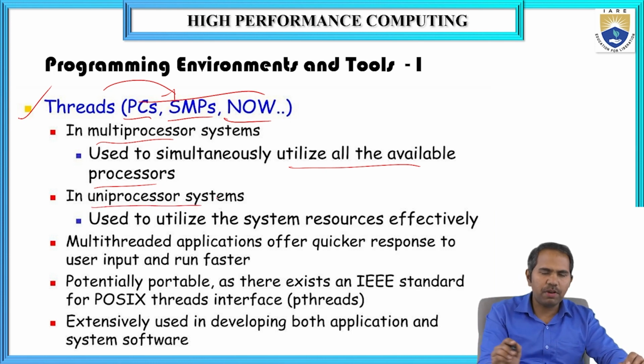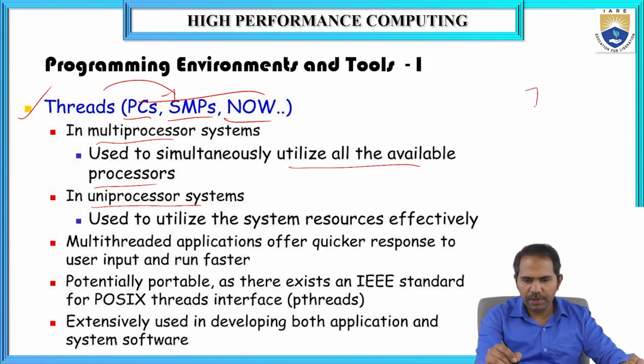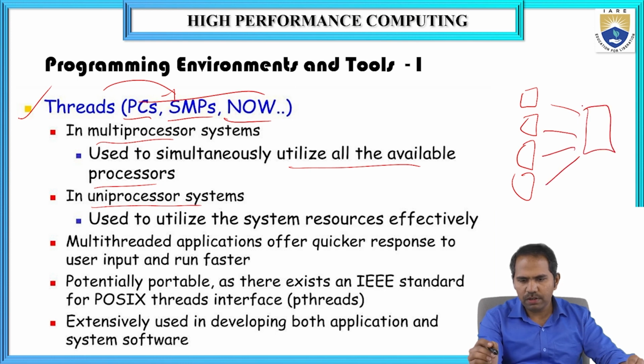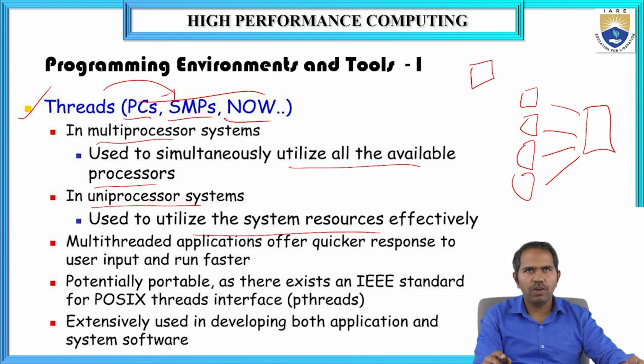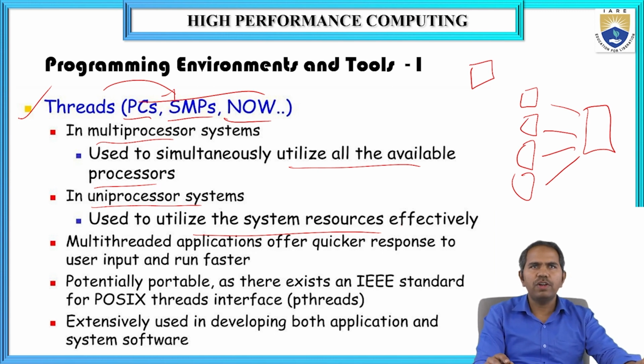Uniprocessor systems have only a single processor. In a multiprocessor, a group of processors is combined together, whereas a uniprocessor has only a single processor. Threading is used to utilize system resources effectively. Threading applies to multiprocessor systems and to uniprocessor systems with a single processor. Even on a single system, threads help utilize the resources effectively.